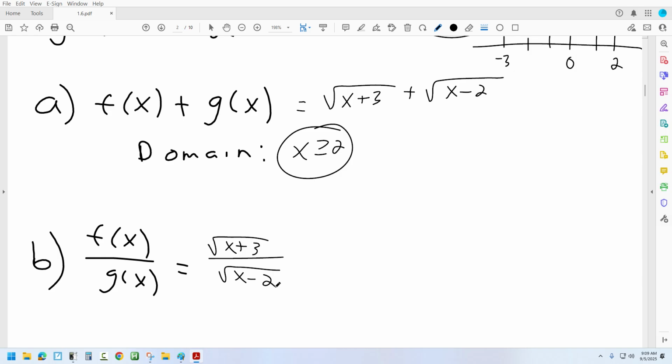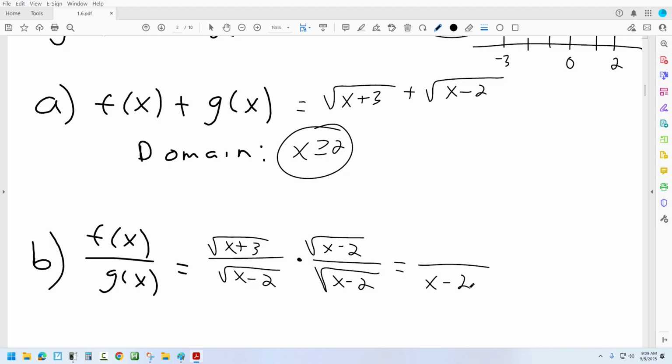Now we're just going to clean that up because we don't want to leave the square root in the bottom. So what are we going to multiply the top and the bottom by to fix that? Yep. Rad x minus 2. Yep. So we're going to multiply by the square root of x minus 2 over the square root of x minus 2. Okay, bottom part's easy. That's x minus 2. Okay, square root's gone.